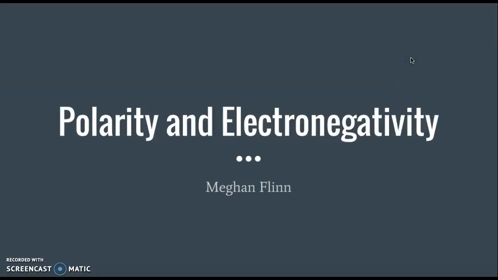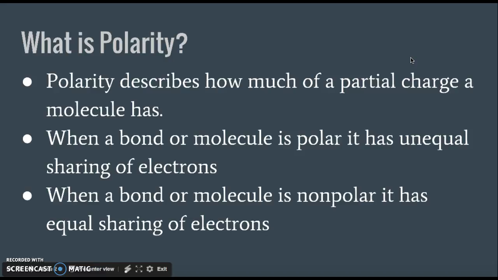Today I will be talking to you about polarity and electronegativity. What is polarity? Well, polarity describes how much of a partial charge a molecule has. When a bond or molecule is polar, it has an unequal sharing of electrons. When a bond or molecule is nonpolar, it has an equal sharing of electrons.